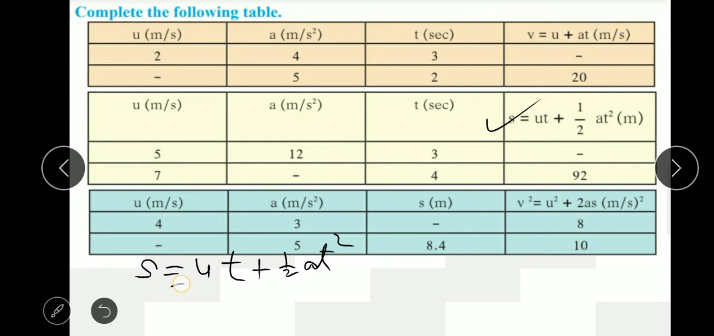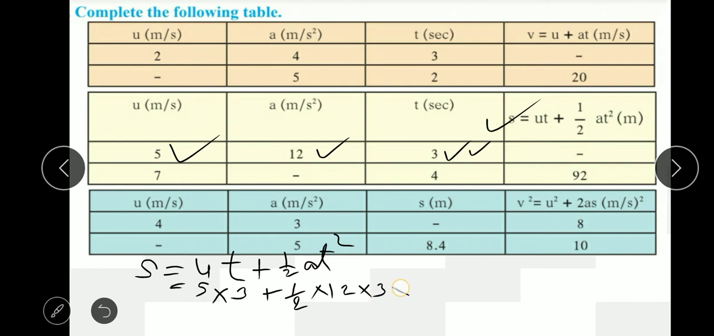Now s is equal to u value, which is given to us and it is 5, so I'll write 5 over here, students. 5 into t, where t value is 3, so I'll put 3, plus half. 2 into a, and a is 12, so I'll put the value 12, times t square, t is 3, so the square is there.